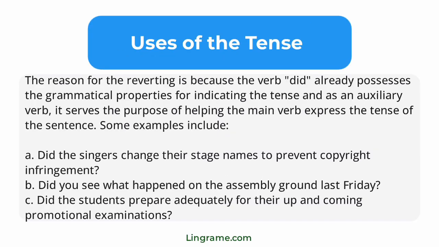The reason for the reverting is because the verb did already possesses the grammatical properties for indicating the tense, and as an auxiliary verb, it serves the purpose of helping the main verb express the tense of the sentence. Some examples include: did the singers change their stage names to prevent copyright infringement? Did you see what happened on the assembly ground last Friday?